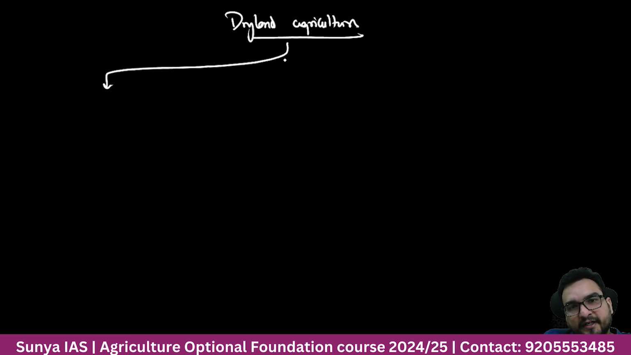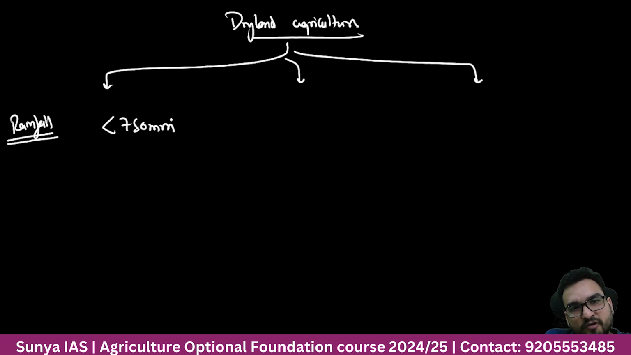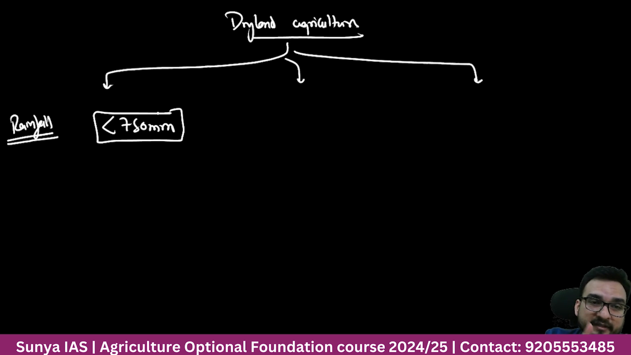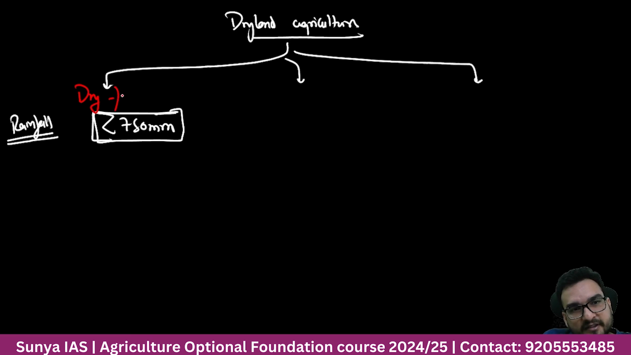Under dryland agriculture, there are three types. It is being divided into three categories, on the basis of the rainfall it receives. The areas which receive less than 750 mm of rainfall, that means 75 centimeter of rainfall, but you remember this 750 mm, the areas which receive less than 750 mm of rainfall are called dry farming areas. Or you can easily say dry farming.